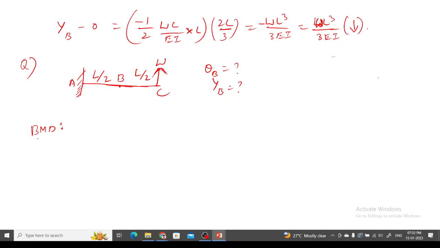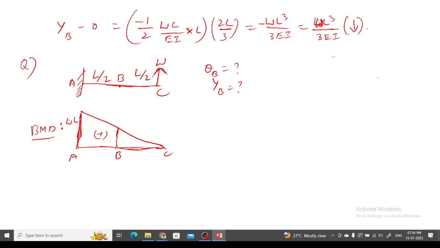Can you draw the bending moment diagram? Yes, sir. And what is its shape? Positive triangle. Positive triangle, yes. And this will be WL, right? This triangle is positive. And this is point C. Where you want to find the deflection or the slope here, let's name this as point A.